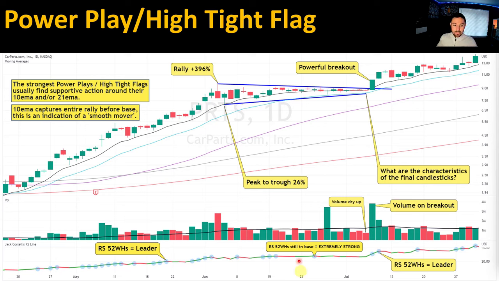Just another thing on this one. You see these blue dots in here: the stock is hitting 52-week highs while it's still in the base. On my relative strength line, if a stock is hitting 52-week highs while it's still basing in the context of a power play or a VCP, it's telling you it's extremely, extremely strong. It's that proverbial basketball being held underneath water.